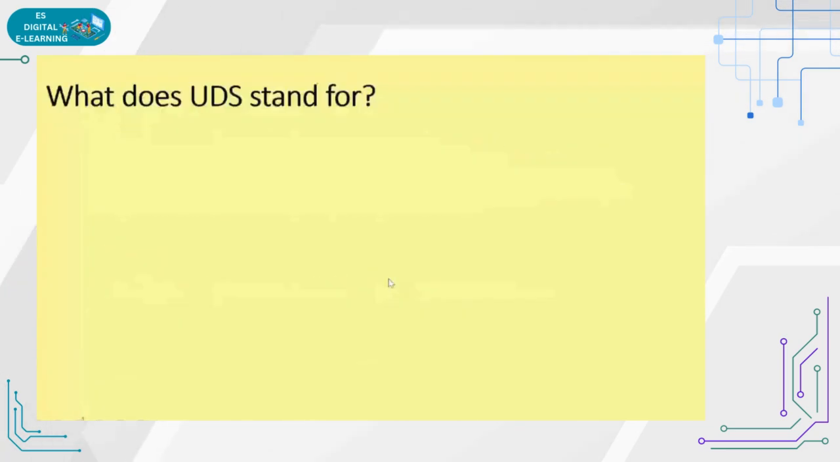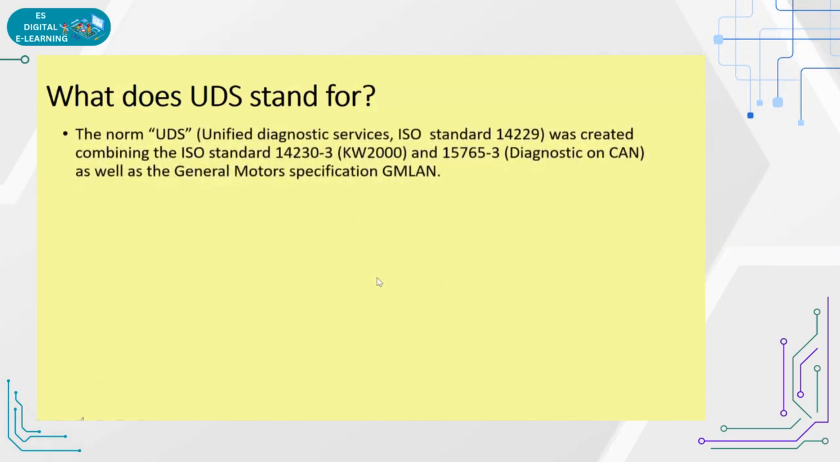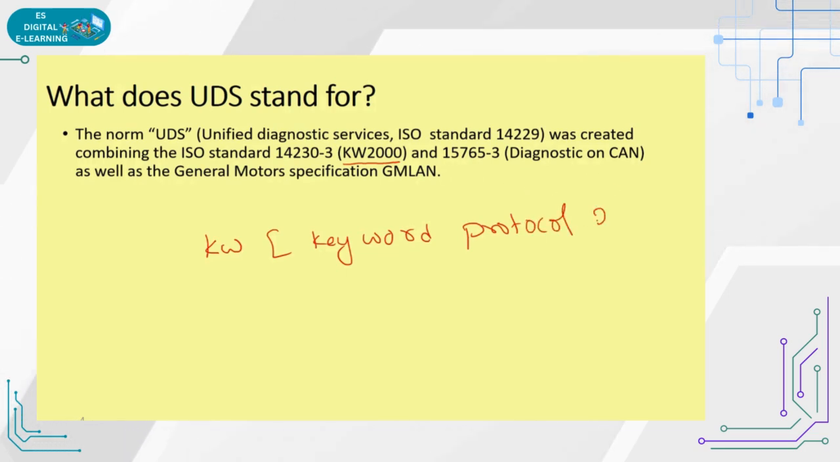And next, what does UDS stand for? As we discussed, it stands for Unified Diagnostic Services. It is a combination of two standards: ISO 14230, which is the KWP protocol, KW 2000. What is KW? Keyword Protocol. So it is a different protocol. ISO gave it the standard number 14230, and 2000 is just the name of the protocol.